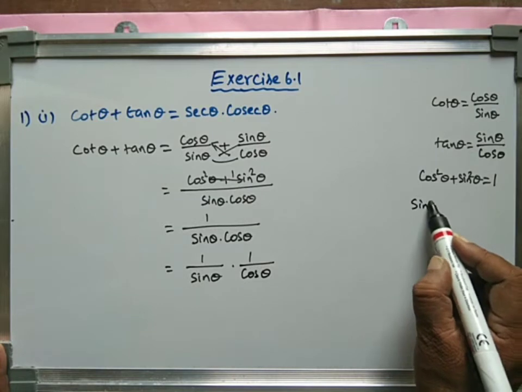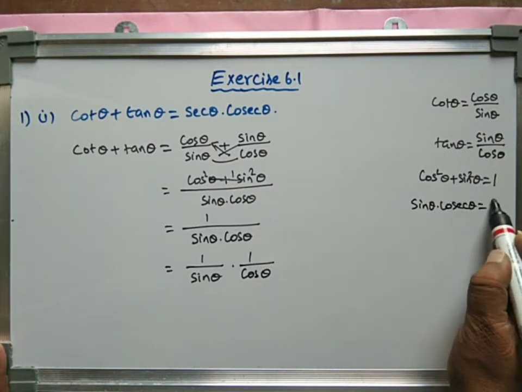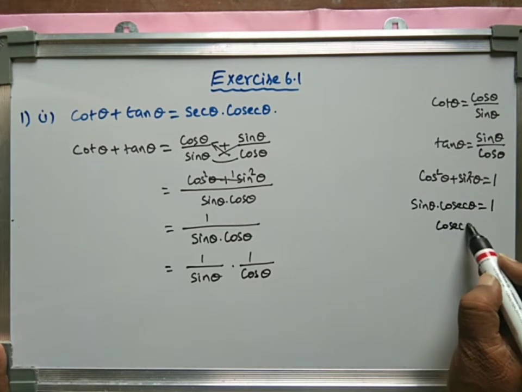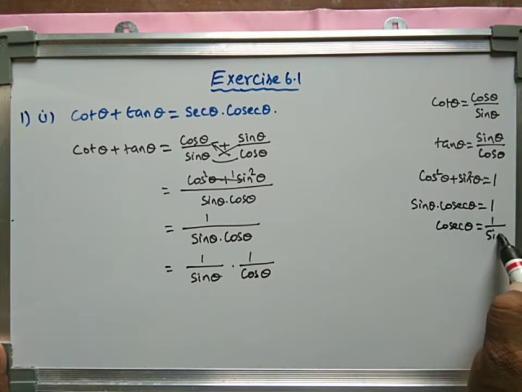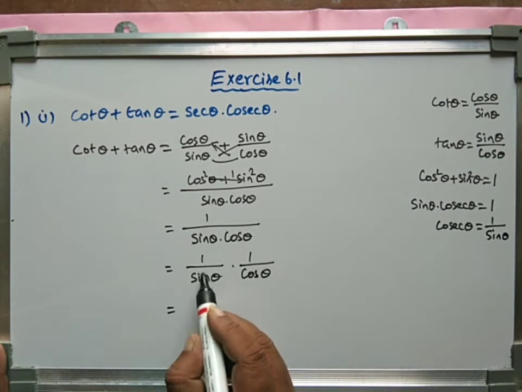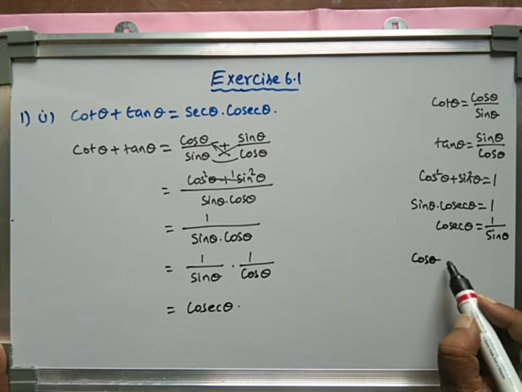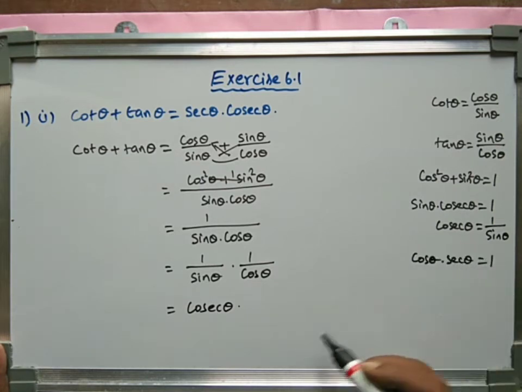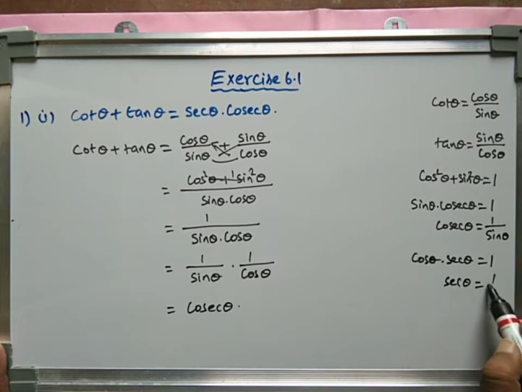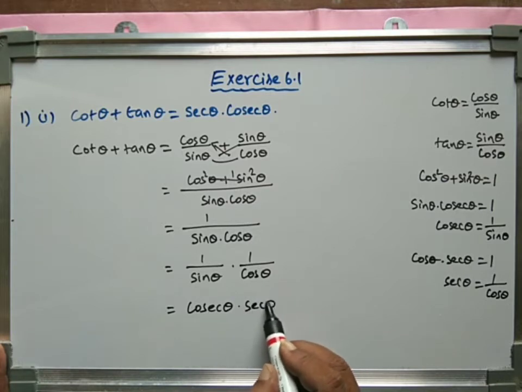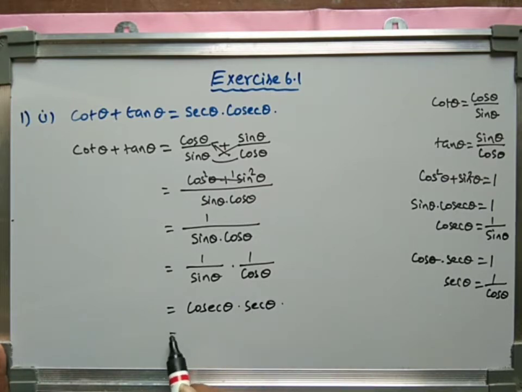Now we know that sin theta into cosecant theta equals 1. Therefore cosecant theta is equal to 1 by sin theta. So for 1 by sin theta we can write cosecant theta and moreover cos theta into secant theta equals 1. Therefore secant theta is 1 by cos theta. Therefore for 1 by cos theta we can write secant theta and this can be written as secant theta into cosecant theta. This is the solution for this problem.